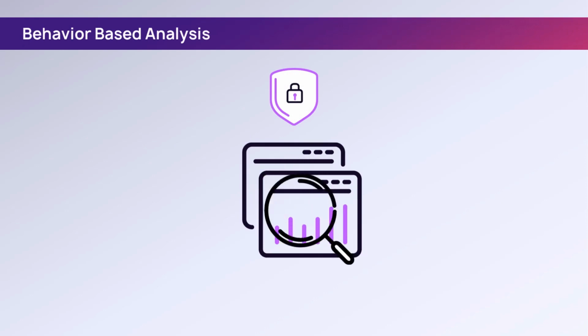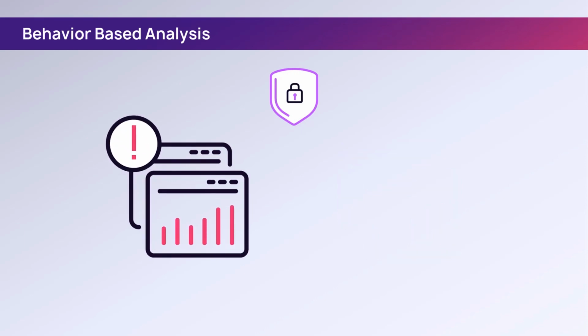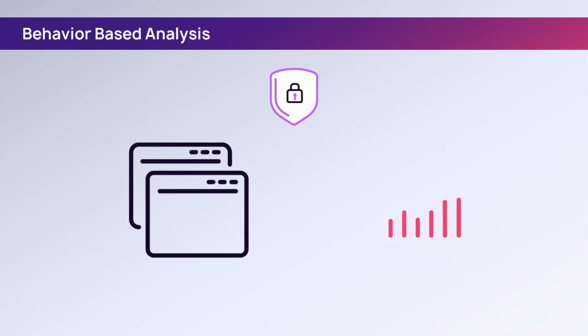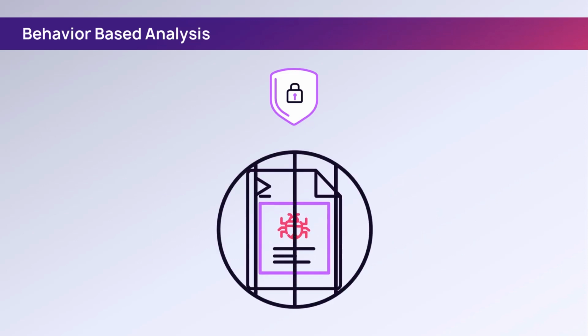Behavior-based analysis examines activity and compares it to expected behavior. When unusual or unexpected behavior is detected, Security Manager isolates the cause and disables it. An example of behavior-based analysis is quarantining a fileless PowerShell script that could indicate a rootkit attack.